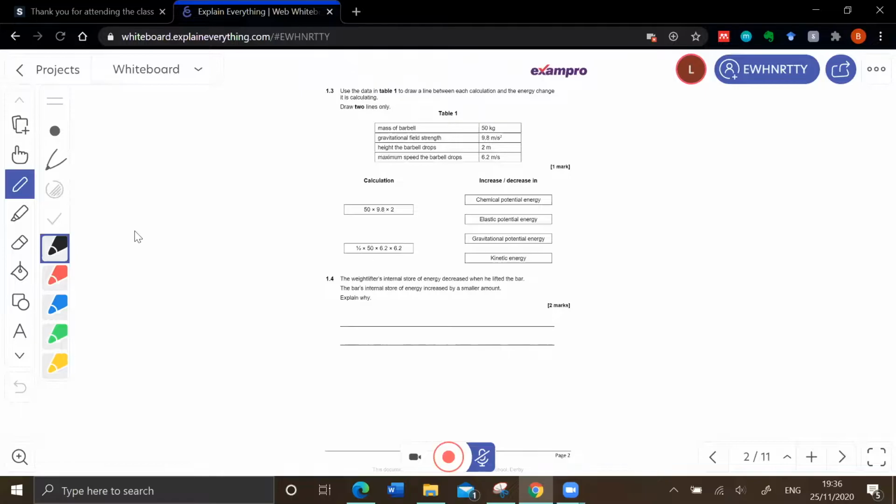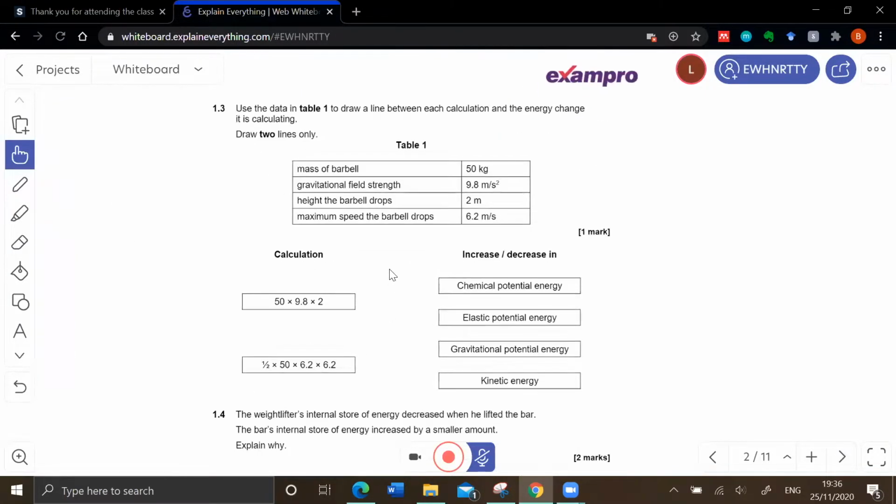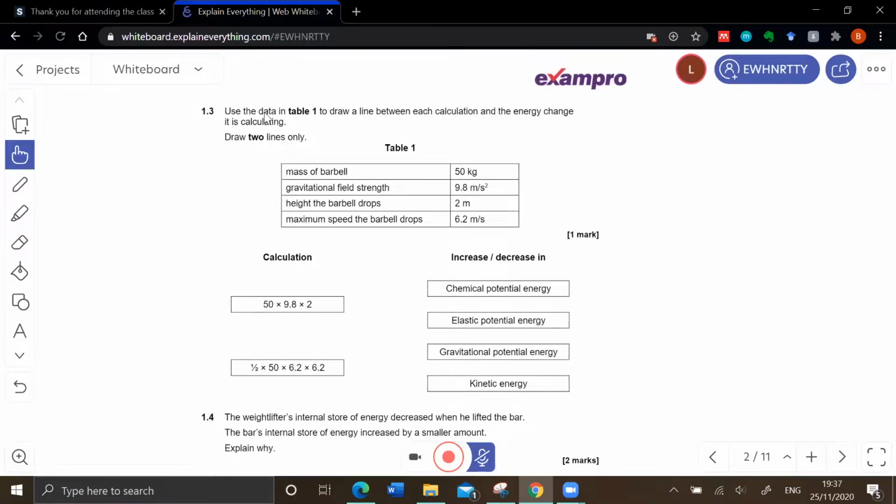Okay, a little bit more involved. Let's zoom in a little bit. It says use the data in table 1, this is table 1, to draw a line between each calculation and the energy change it is calculating. Draw 2 lines only. So don't draw more than 2. Always look at the highlighted words because you won't get any more marks. If you draw 3 lines, you don't get any marks at all. They'll just put no marks.